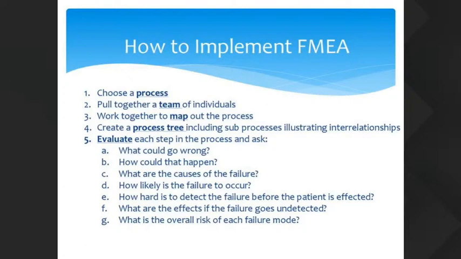After we chose that process, the team worked together to try to map out the process. And then we created a process tree, which I'll show you. A process tree is basically what comes first, what comes second, what comes third, what are the individual sub-processes within those general categories, and how are they all interrelated. And then lastly, we evaluated each step and asked a whole lot of questions to begin to prioritize these failures. And these are the questions that we asked. Ultimately, we assigned a numerical value for each failure to help prioritize the risk.